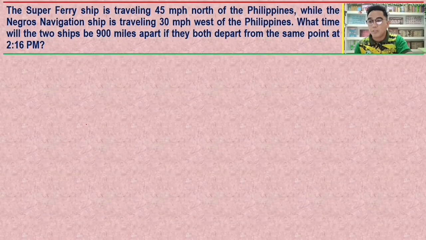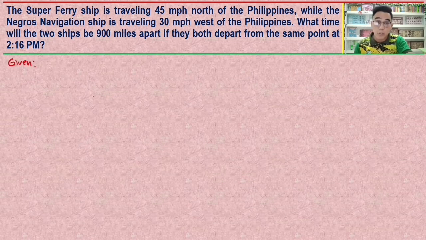Problem number 4. The Super Ferry ship is traveling 45 miles per hour north of the Philippines, while the Negros Navigation ship is traveling 30 miles per hour west of the Philippines. What time will the two ships be 900 miles apart if they both depart from the same point at 2:16 p.m.? Understand the problem. We understand the problem by putting all the important details as follows.